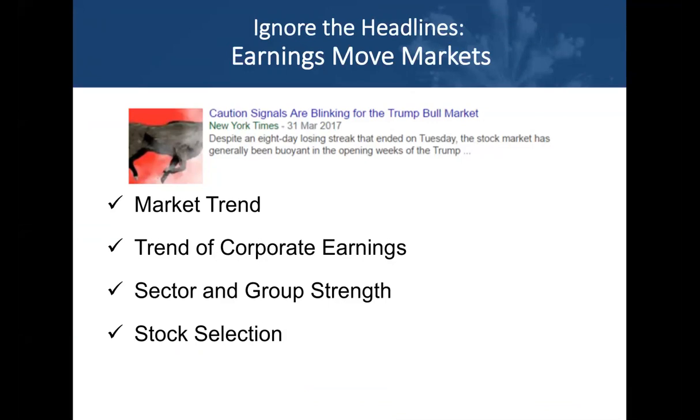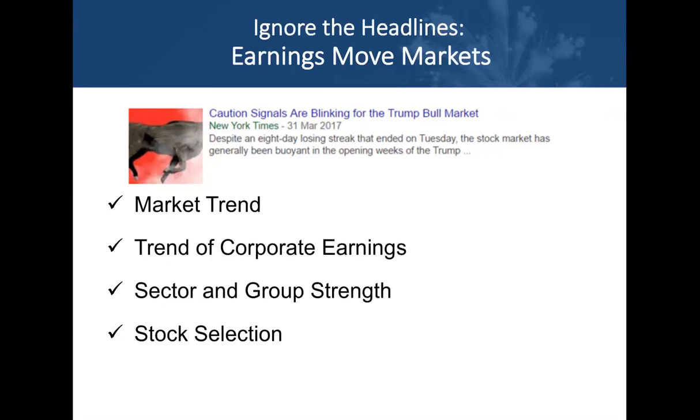So I have a quote here from the New York Times, March 31st of 2017. The S&P 500 was about 2360. Caution signals are blinking for the Trump bull market. Despite an 8-day losing streak that ended on Tuesday and so on, bottom line is the market has rallied 10% since then, up to 2,600 on the S&P. You've got to ignore the headlines because earnings move markets. Gurus don't move markets.